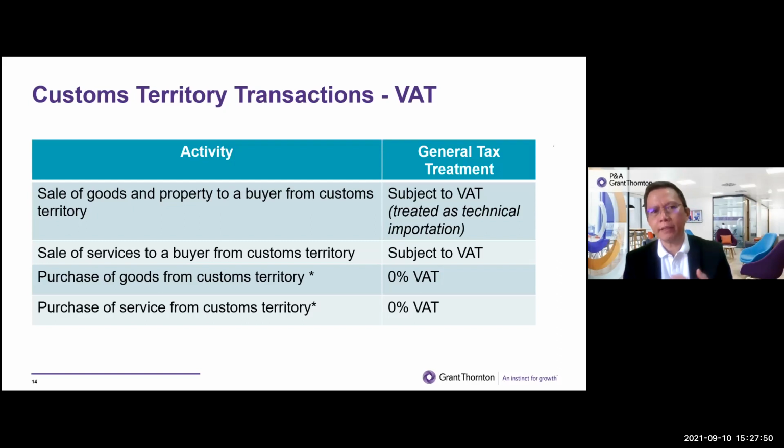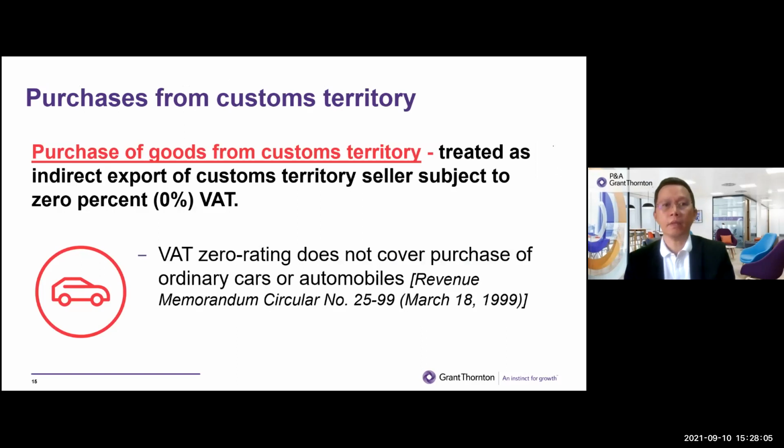In the same way, if you are buying services from a customs territory, it's also subject to VAT. But later on, Attorney Kim will discuss the update on these transactions. Purchase of goods from customs territory is treated as an indirect export of the customs territory seller, subject to 0% VAT, as I discussed earlier.